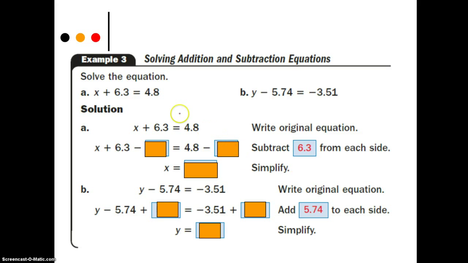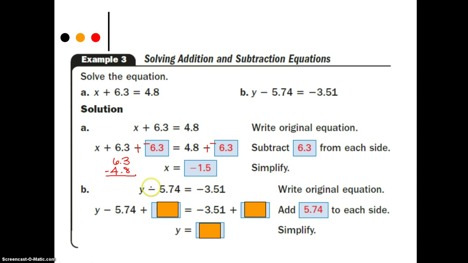For example 3, we are going to solve the equation. You know this is adding 6 and 3/10, so I am going to add the opposite, which is negative 6 and 3/10, to both sides. Different signs mean I subtract. 6 and 3/10 is a bigger number, so let's subtract that way. You end up with 1 and 5/10. It's negative because 6 is bigger than the 4.